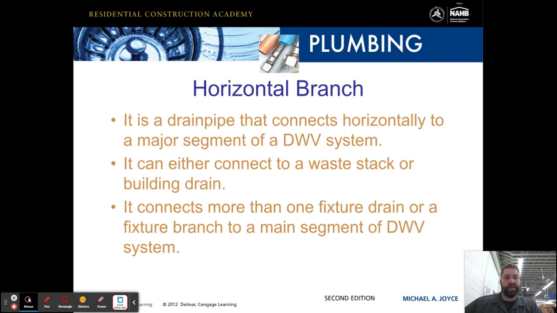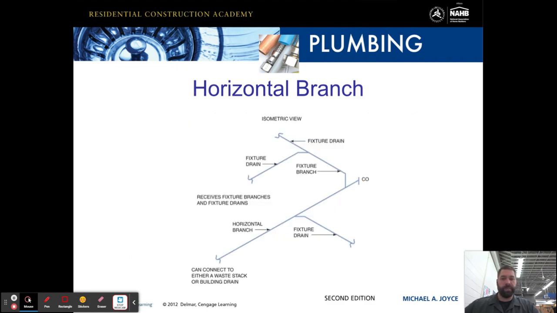The horizontal branch is a drain pipe that connects horizontally to a major segment of a DWV system. It can connect to a waste stack or a building drain, connecting more than one fixture drain or a fixture branch to a main segment of a DWV system. So here we have an isometric view of what a horizontal branch looks like. If we start up here, here's a fixture drain, here's a fixture drain, they're coming into a fixture branch, going down, here's your cleanout, these are coming down to a horizontal branch, and of course we have a fixture drain coming up here, going into the horizontal branch, and the horizontal branch can connect to either a waste stack or a building drain.